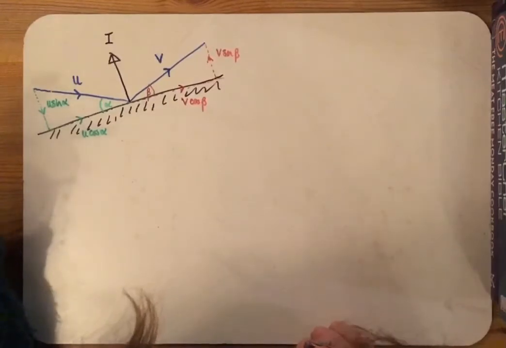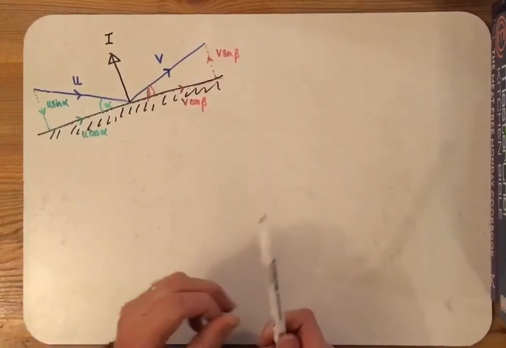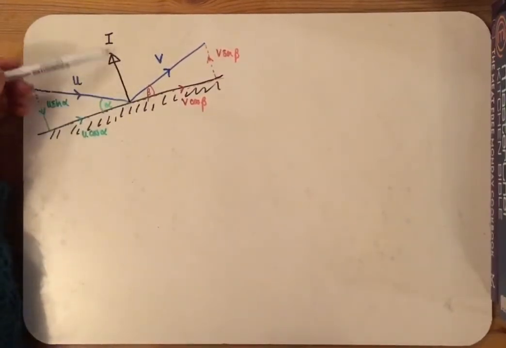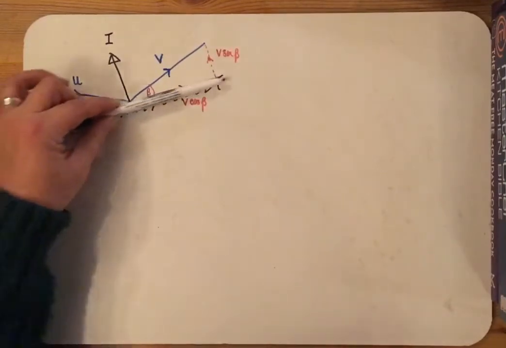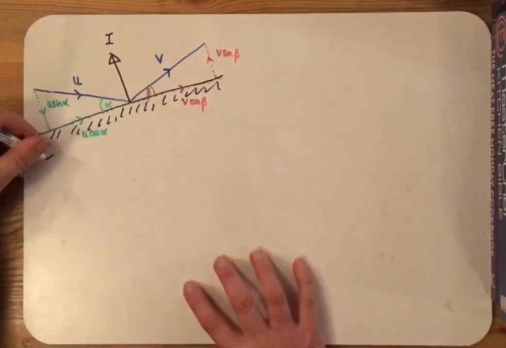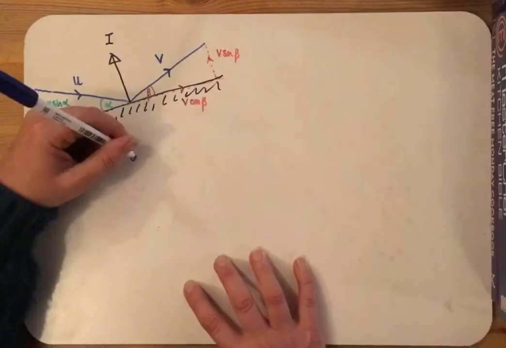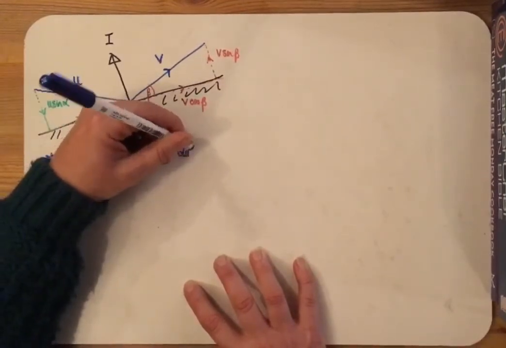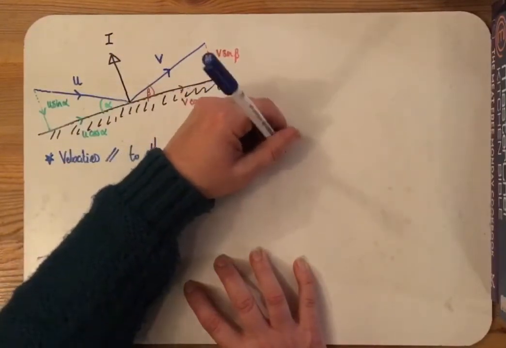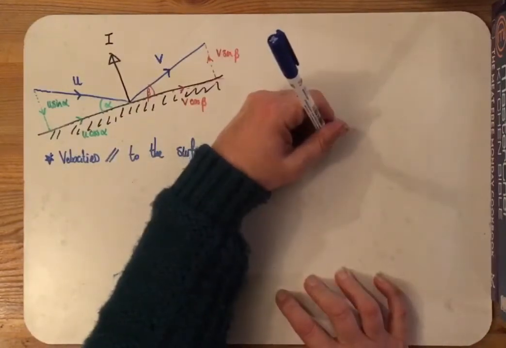The impulse on the sphere acts perpendicular to the surface, so we've covered that. The component of the velocity of the sphere parallel to the surface is unchanged. Because the impulse is acting perpendicular, it doesn't have an effect parallel to the surface. And so velocities parallel to the surface remain unchanged. And so u cos alpha is equal to v cos beta.